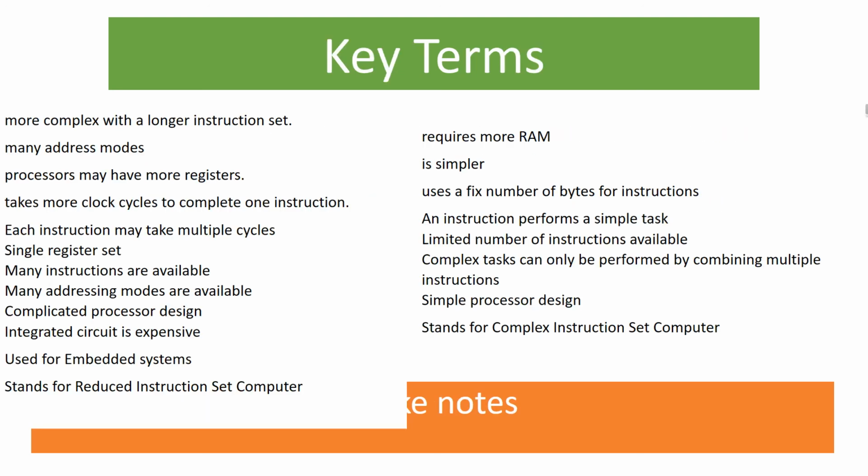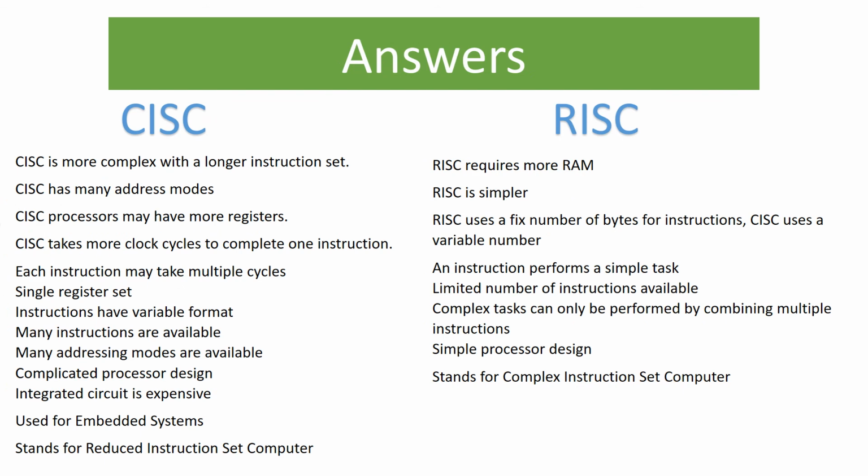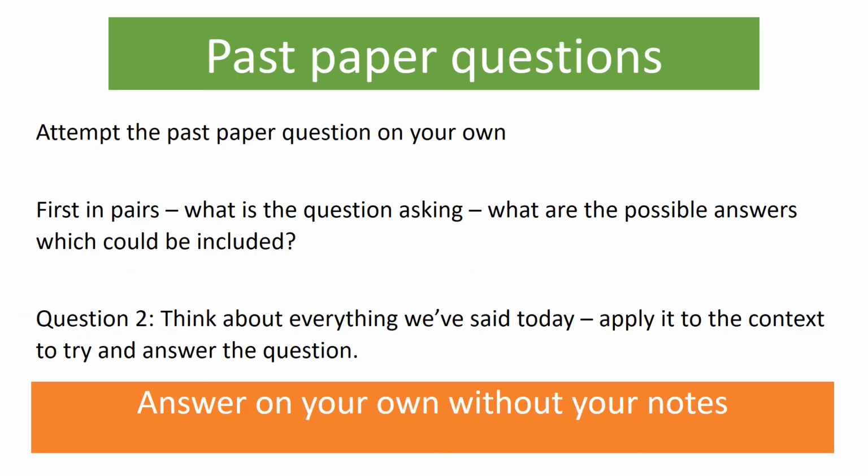You should have already completed the first 2 tasks I've just showed you. Here are the key terms that you should have sorted. I want you to go back through your answers and make sure that you were correct. Here are the answers. Please go and answer the past paper questions looking at RISC and CISC. You need to complete the questions and then mark them.